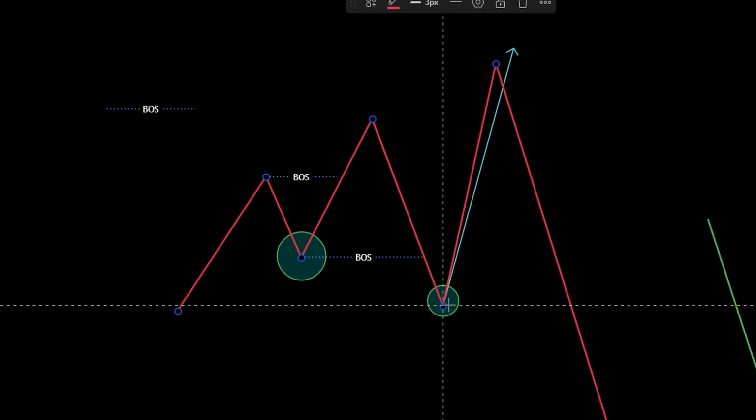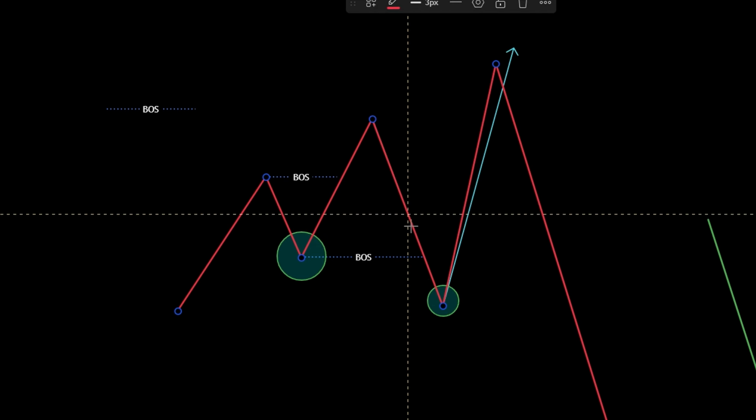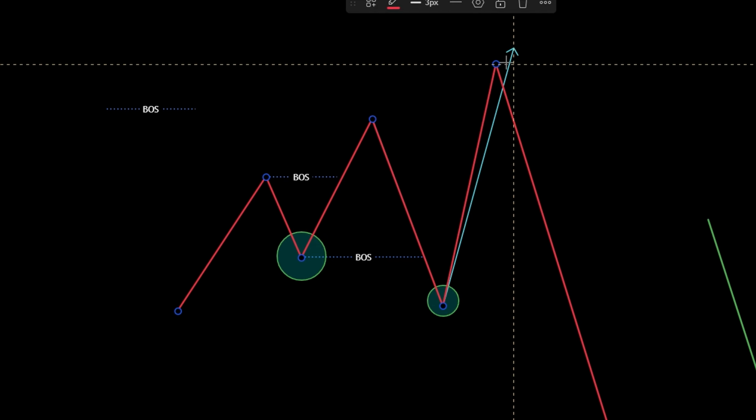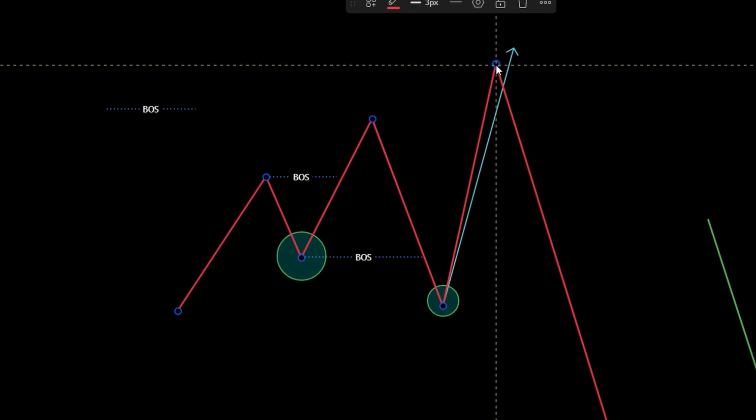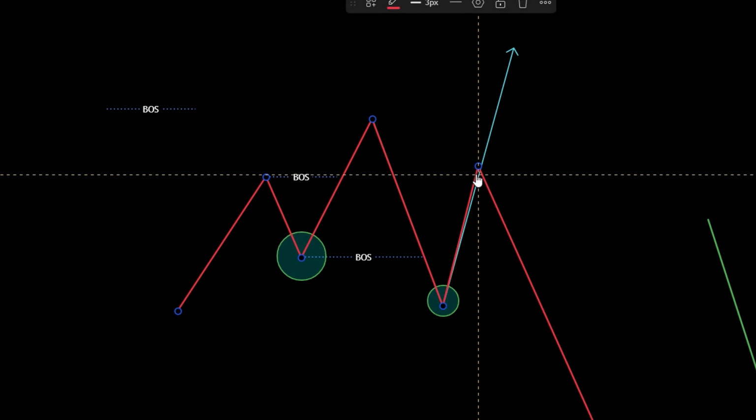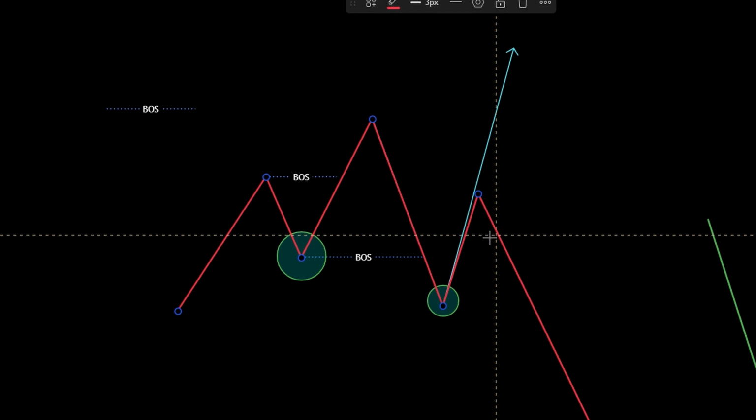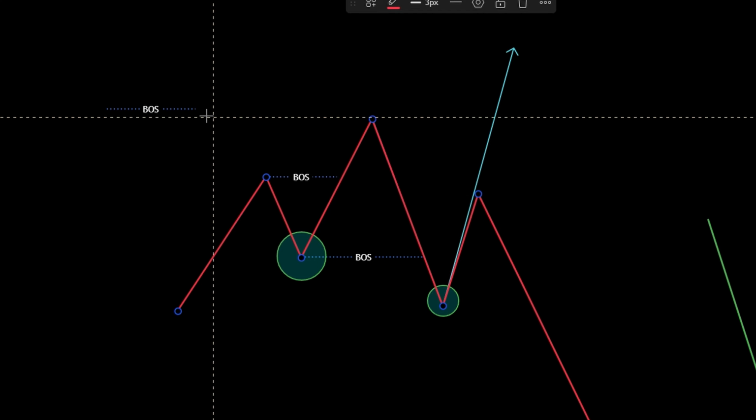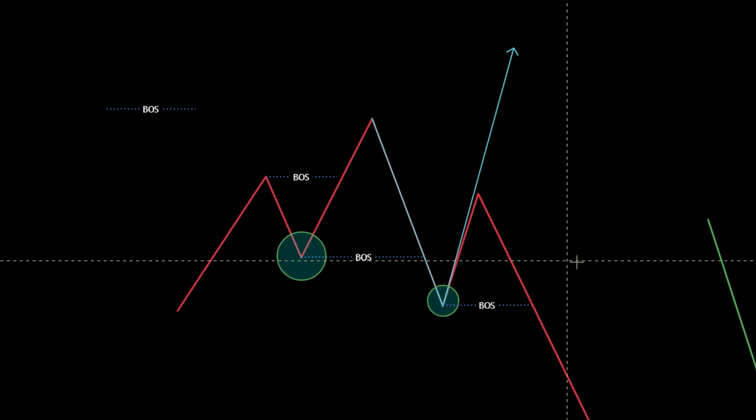Even if we got this break of structure here, perhaps it's just a fake out or a liquidity sweep of some sort in order to fuel the move higher. But we don't get a move higher. We get a move back into these previous areas, and then we get a move lower, causing what? You probably guessed by now, another break of structure lower.